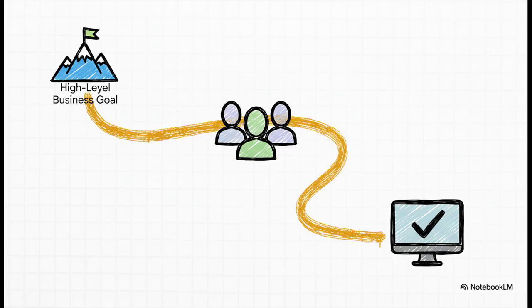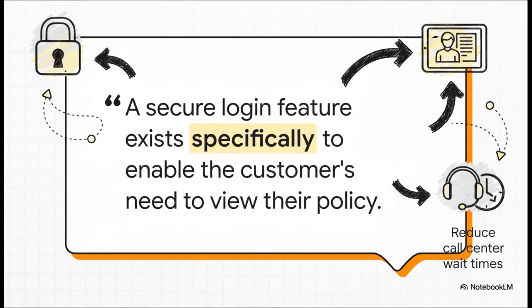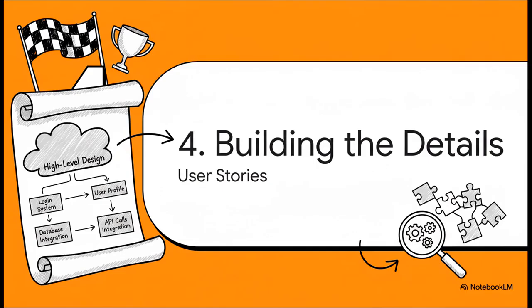Each requirement is a direct answer to the one that came just before it. It's a chain of logic. You see how it connects? The requirement for a login system doesn't just exist in a vacuum. It exists for one reason, to let the stakeholder check their policy online, which in turn helps reduce call center wait times. It's all connected. It's a beautiful thing.